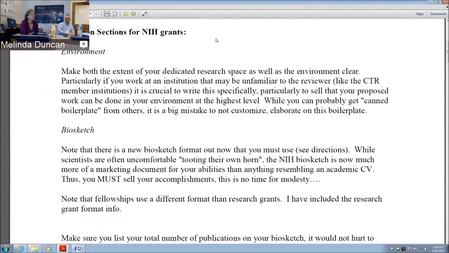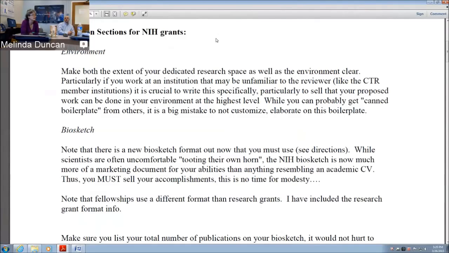However, the CTR partner institutions, all four of us, are at institutions where there might be no one on the grant review committee who's familiar with our institution. So we are responsible for convincing that grant reviewer that we have the perfect environment to get our work done.